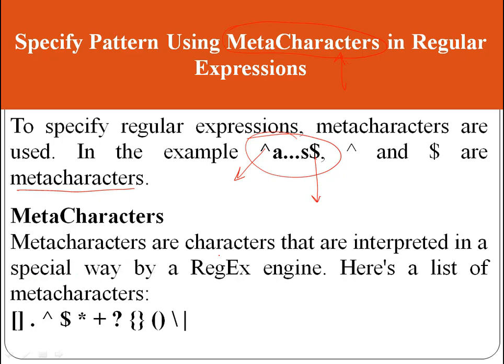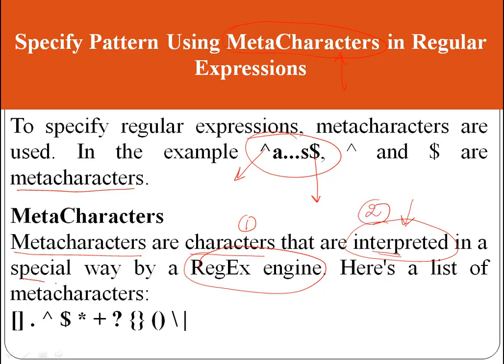Meta characters are the characters that are interpreted in a special way by the regex engine. This is an important point. First, these are characters; second, they are interpreted; third, they are interpreted in a special way; and fourth, who is interpreting? The regex engine.